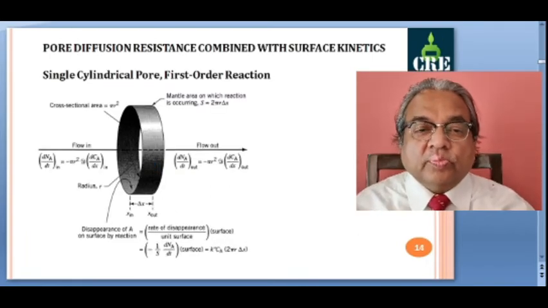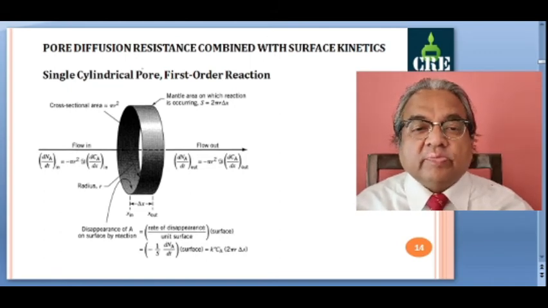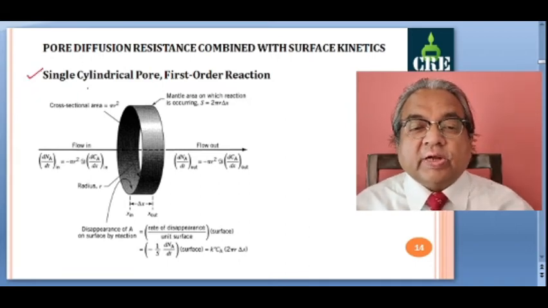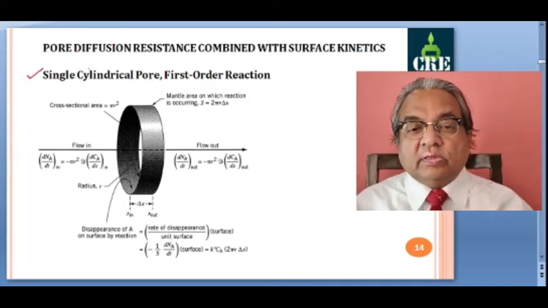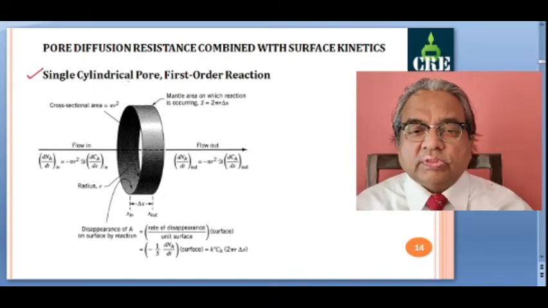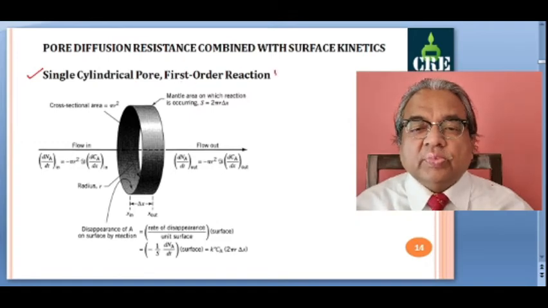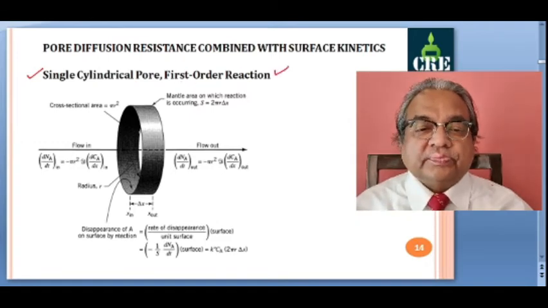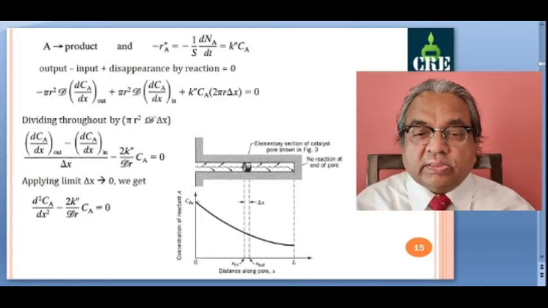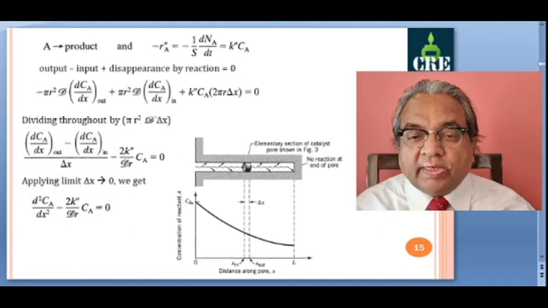Now we will look into the pore diffusion resistance combined with surface kinetics. Here we are considering the single cylindrical pore. In a catalyst particle there will be innumerable pores, and one such single pore we are considering, and we are considering the simple case of a first order reaction. So single pore like this, a single cylindrical pore.